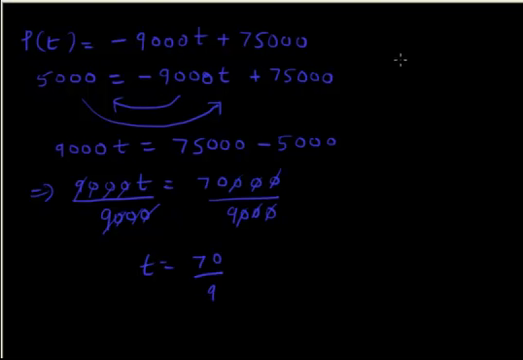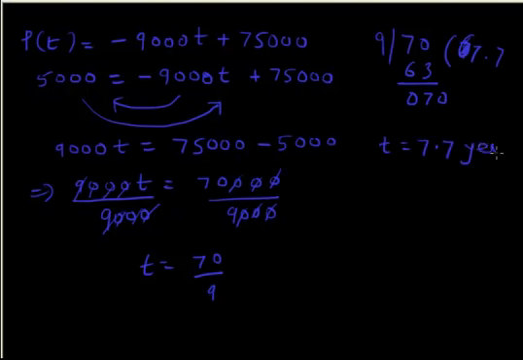If I divide 70 by 9, 7 times 9 is 63, and you have 7 remaining, so you have 0.7. So T is 7.7 years, or you can say approximately T is 8 years. After 8 years, the price of the Mitsubishi Galant will be less than 5,000.